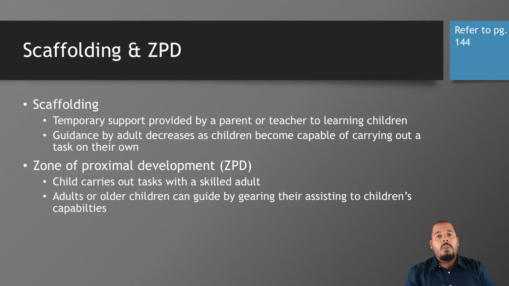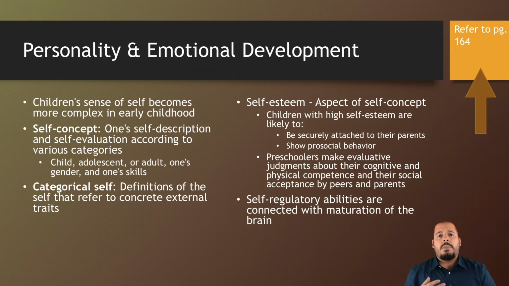Parents do this and slowly wean the child off the guidance until they are able to complete the task of tying their own shoes. Moving to chapter 8 material and self-concept and self-esteem.